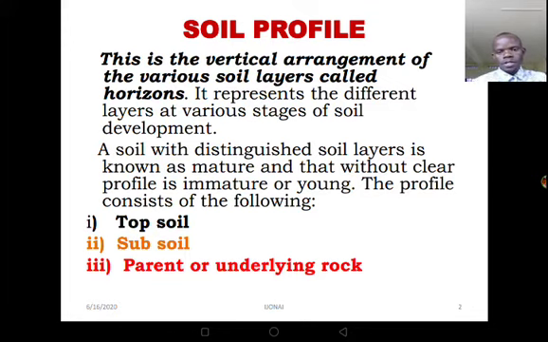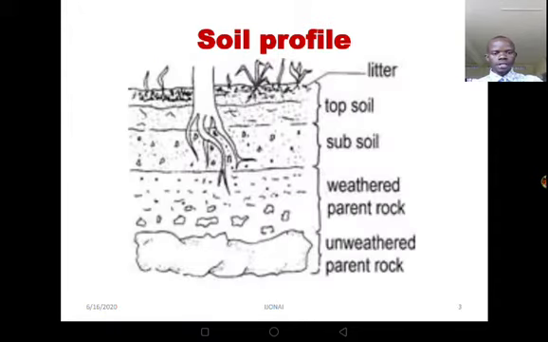Now, soil profile consists of the following. We have topsoil, that one is the very first one from the top. We have subsoil, we have parent rock, which is at times called the underlying rock. Now we have a diagram showing the different layers of the soil. Now when you look at that diagram, on top of this diagram we have litter. This one is the same as the decaying matter, the humus.